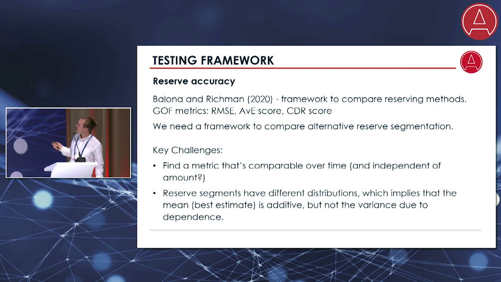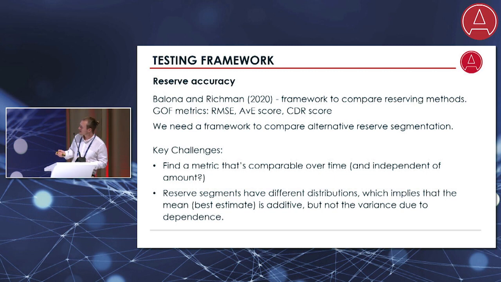But now we need a framework that is able to compare alternative segmentations in a similar way. So it's not comparing reserving methods, so you can't employ this framework exactly as is. We need to come up with a new framework that's able to say, well, segmentation A is statistically better than segmentation B. Okay, the key challenges: finding a metric that's comparable over time, first of all, and ideally it should be a metric that's independent of amount. So if there's a segment that has really large claims, you want it comparable against the segment with small claims. That shouldn't affect whether it's a good segmentation or not. So those are the wish list in a metric.